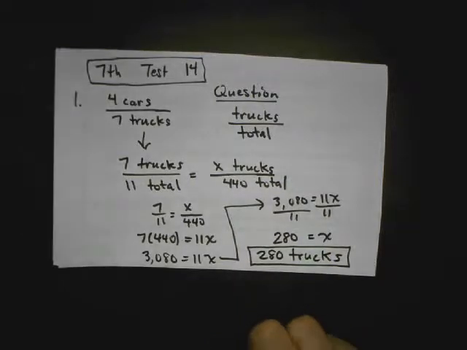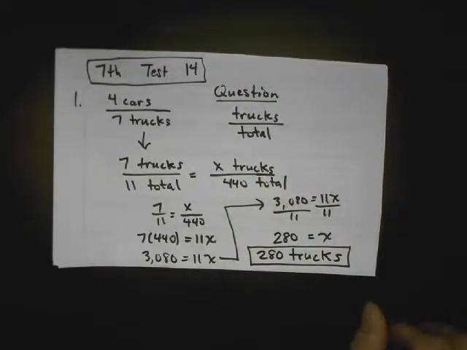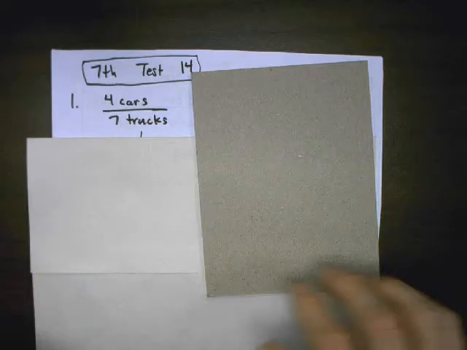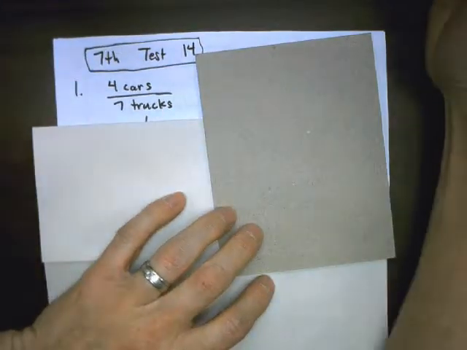7th grade math, test 14 study guide. Problem number 1 says the ratio of cars to trucks in a parking lot is 4 to 7. So that's 4 cars for every 7 trucks.